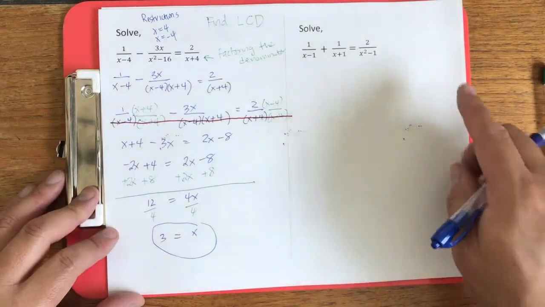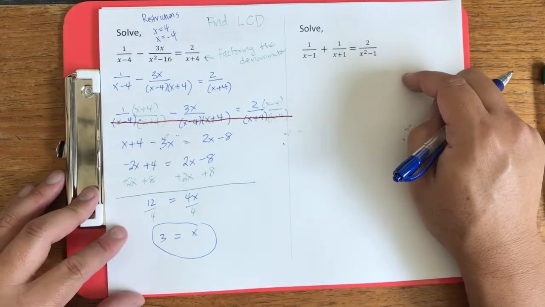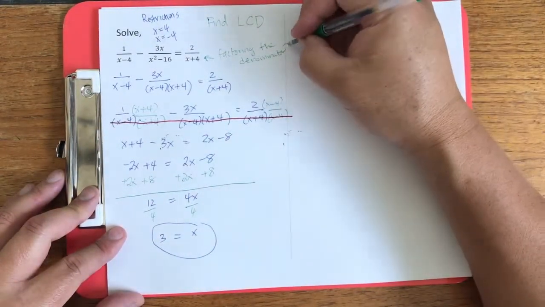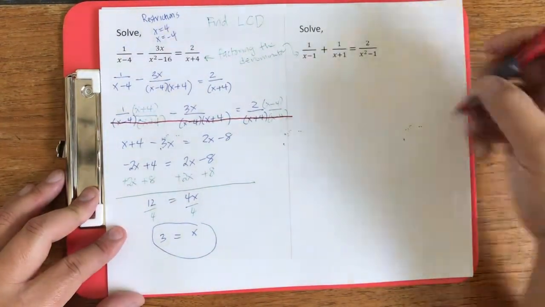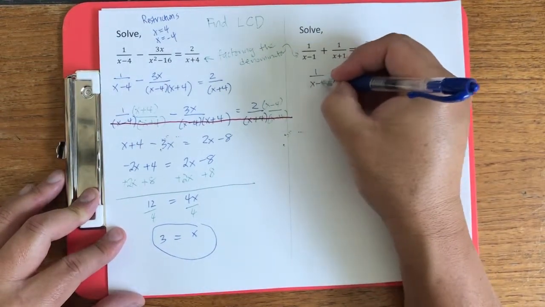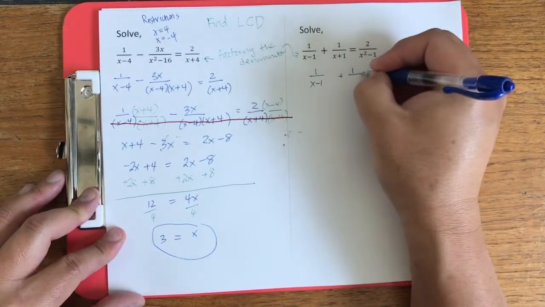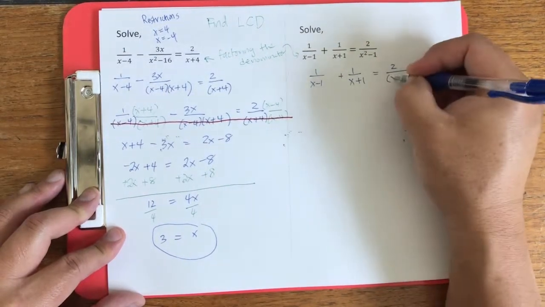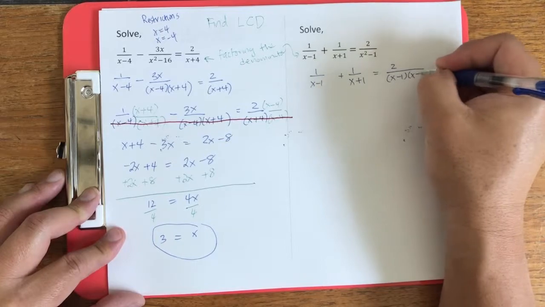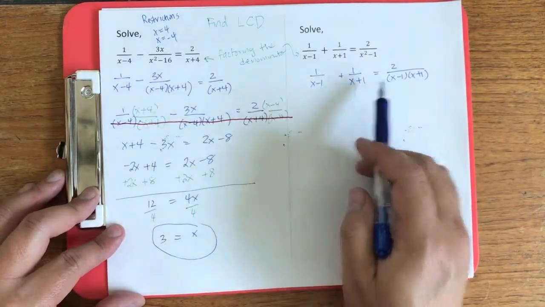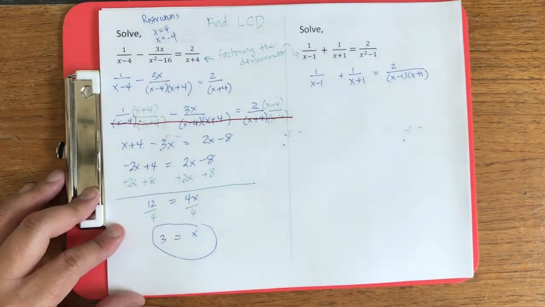So let's try this problem now. Okay. So we're going to do all the same steps. We're going to first factor the denominator. And then we're going to want to make these denominators look exactly the same.